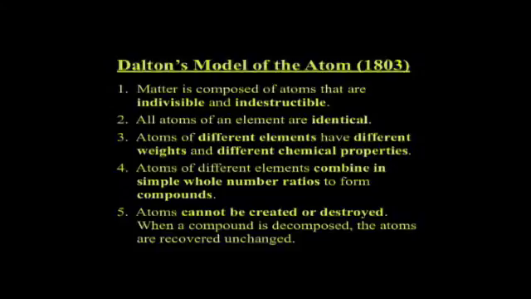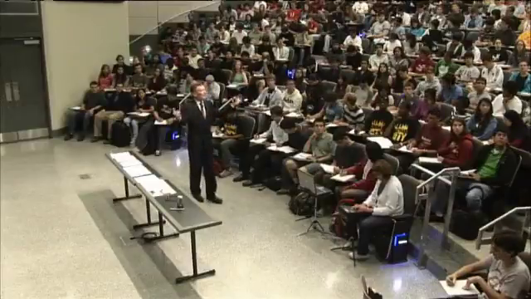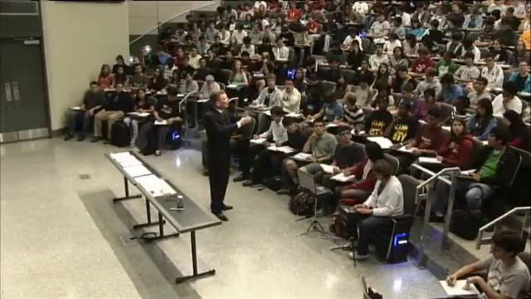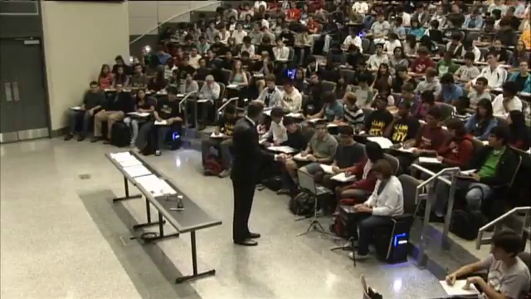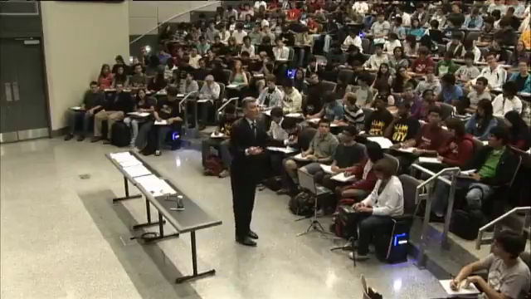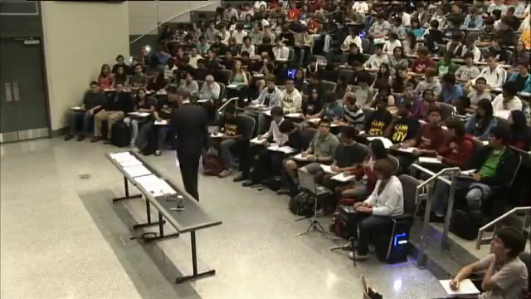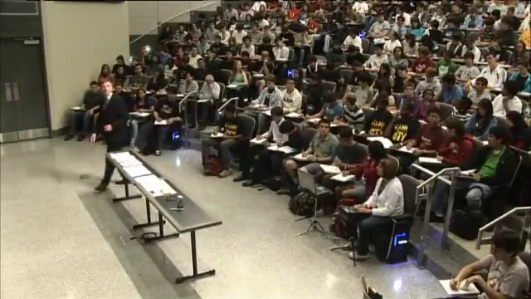And lastly, atoms cannot be created or destroyed. Well, he wasn't foretelling E equals mc squared. What he was saying was that if you take elements and you combine them to form a compound, if you subsequently decompose the compound, you get the elements back as they were. So those are the features of John Dalton's model.